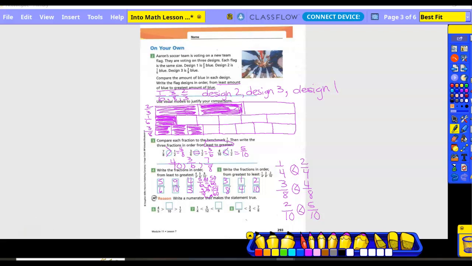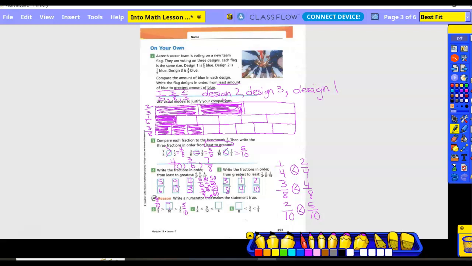Okay, so write a numerator that makes the statement true. So we need to get a comparable denominator, right? Okay, so what could this be comparable to? Can we do 8/10? Yep, because 5 times 2 is 10, 4 times 2 is 8. What would half be equivalent to with 10 as the denominator? 5/10, right? So we have to pick a number that would be between 8 and 5. So what could we pick? We could pick 6 or 7, right? Well, let's go 7.